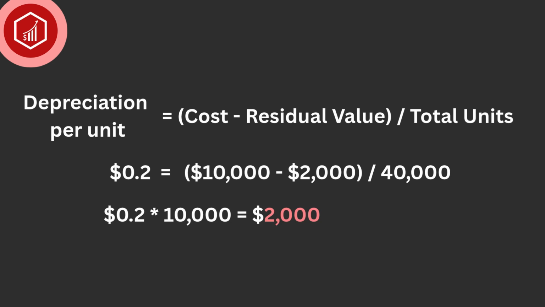If the machine produces 10,000 units in the first year and we multiply the 10,000 by the $0.2 per unit, the depreciation for the first year would be $2,000. This method is, for example, perfect for manufacturing equipment.